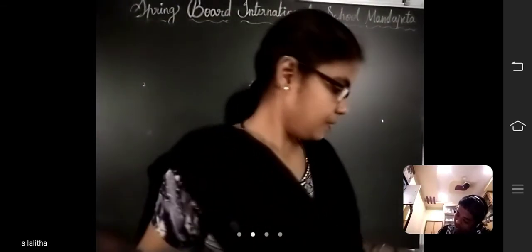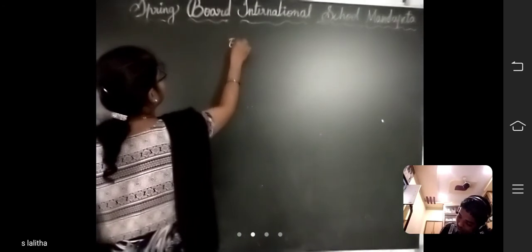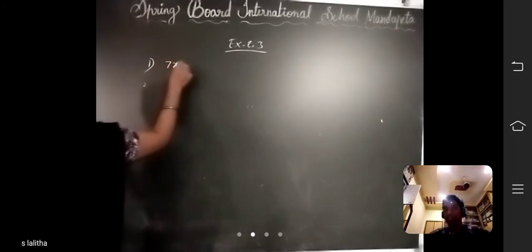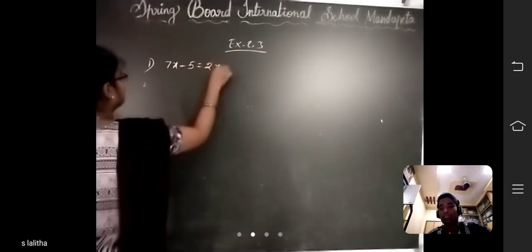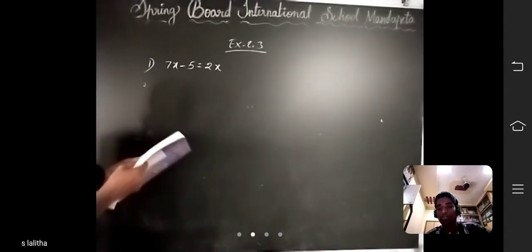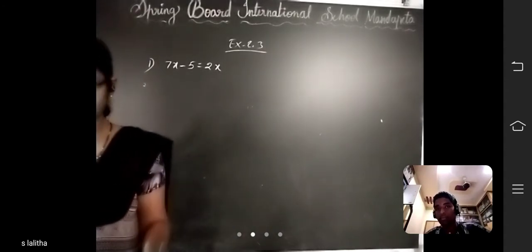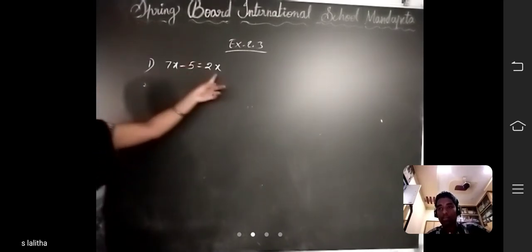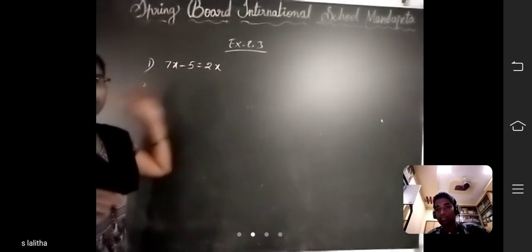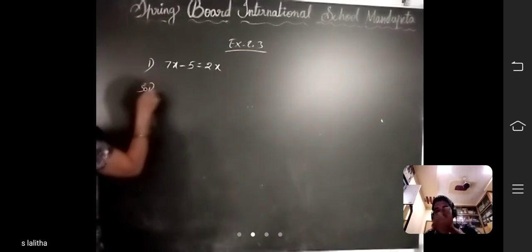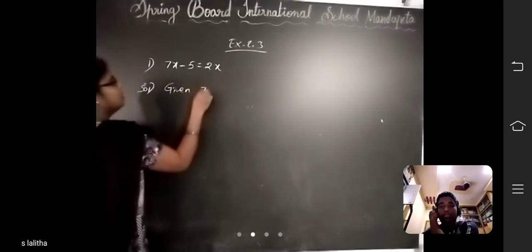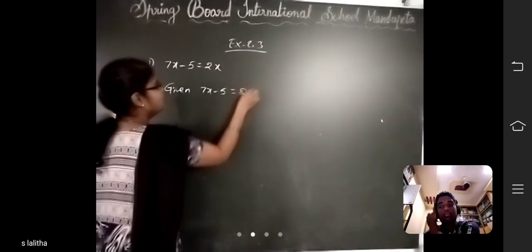Next, exercise 2.3, children. Solve the following equations. Already you have done these sums. Again I will explain. Please listen. 7x minus 5 equal to 2x. So here, what is this equation? Variables on both sides are there. So you can solve it. How can you solve it? Given 7x minus 5 equal to 2x.